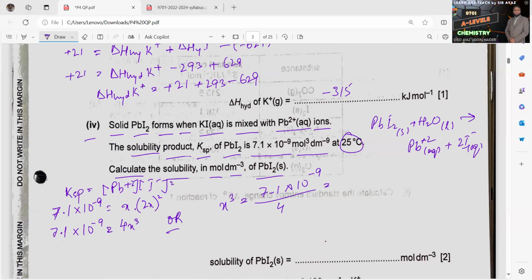So 7.1 divided by 4, 1.775. 1.775 into 10 to the power minus 9. So we need to take the cube root for this.